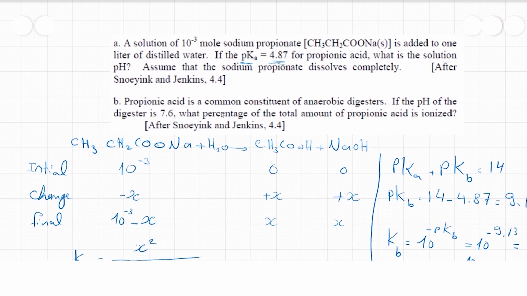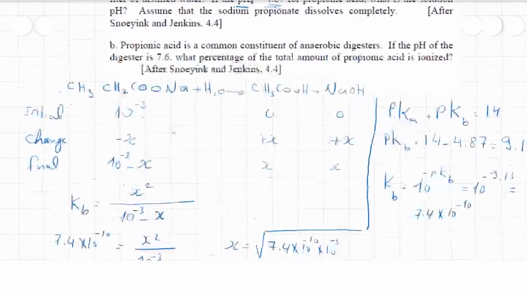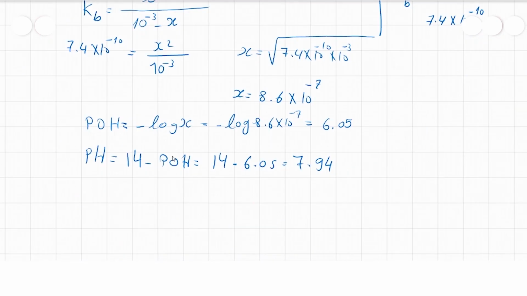The second part, we need to calculate the percentage of the total amount of propionic acid which is ionized, assuming that the pH is equal to 7.6. Now first, let's calculate the unionized part. So the percent of the unionized part is equal to 1 divided by 1 plus 10 to the power pH minus pKa, multiplied by 100 to convert into percentage.